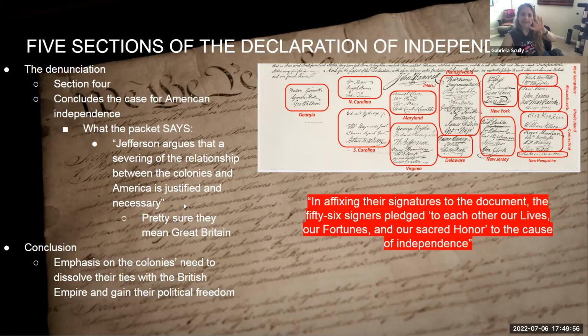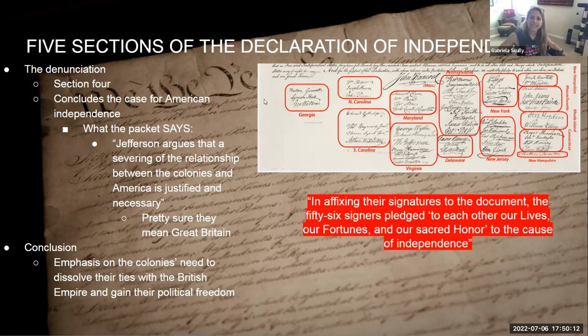And so that's section 4, the denunciation, like this is it, this is the wrap up, and the conclusion. We need to dissolve our ties with the British Empire and gain our political freedom. So those are the 5 sections of the Declaration of Independence.